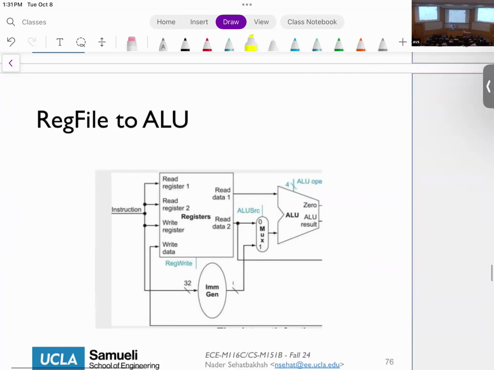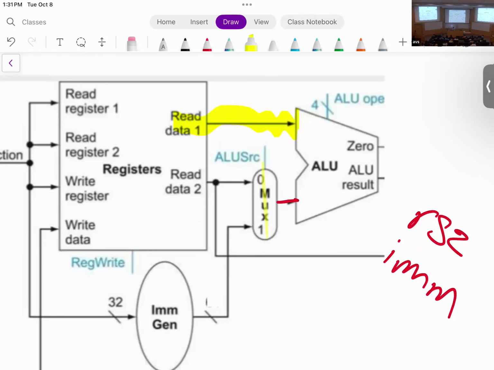All right, so now we're going to connect the register file to the ALU. We're going to first connect the RS1 data directly to the ALU. But then we have this problem that in some cases, the input to the ALU is RS2, and in some other cases, the input to the ALU is the immediate. So how do we fix this issue? We're going to introduce this multiplexer, which takes two inputs: the data from RS2, and the data from the immediate generator.